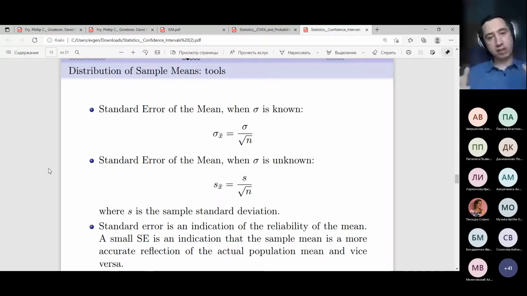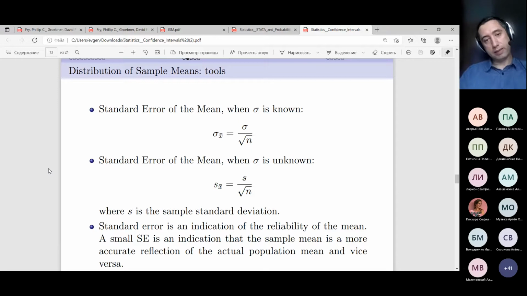Or roughly speaking, the standard error of the mean is a measure of some error. It is a number, right? A number indicating how big our error is. When the value of the standard error is large, we can say that our error of the mean is large, hence the mean isn't very reliable in this research.